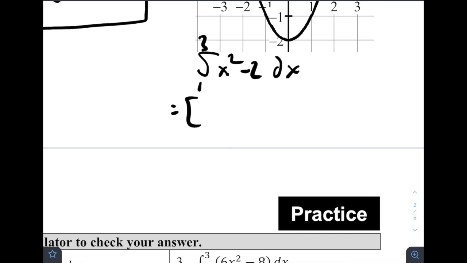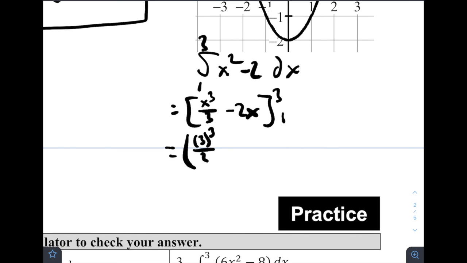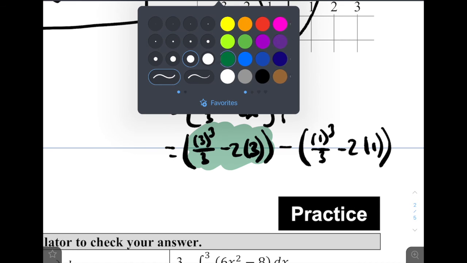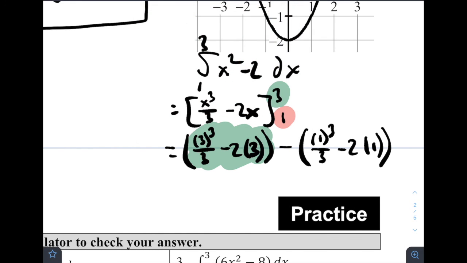So we take the antiderivative first. That looks like it's going to be x cubed over 3. Then we've got a minus 2x. We then need to plug in our limits of integration. So that is 3 cubed over 3 minus 2 times 3 minus 1 cubed over 3 minus 2 times 1. Again, what did I do? I plugged in my upper limit of integration to the antiderivative first. I then subtracted, and then I plugged in my lower limit of integration second.